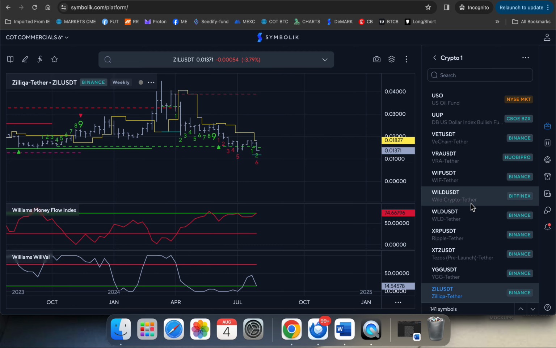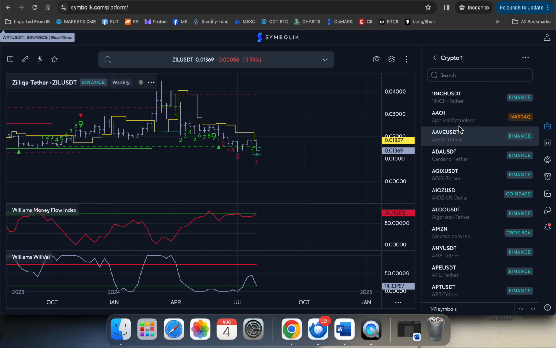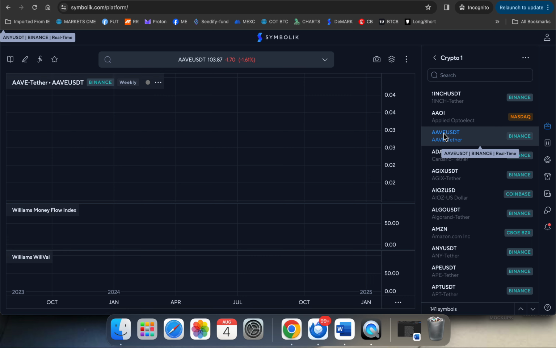So those are my zones. That's probably what I'd do. I shorted Aave the other day and made money on it.